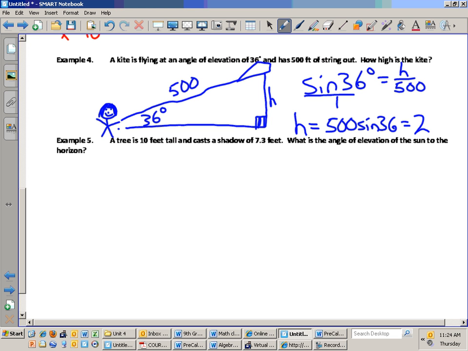294? Point. 293.89. A couple people second hour brought up a good point. They said, well, Mr. Gantz, if he's holding it with his hand, then that would be an extra, say, 4 feet or 5 feet off the ground. That's correct.